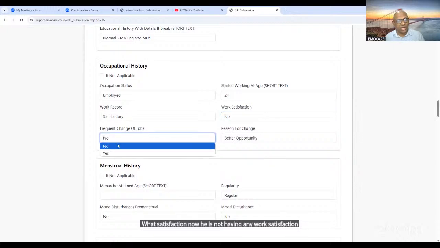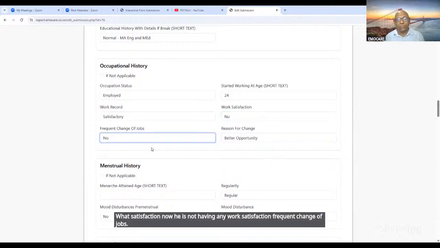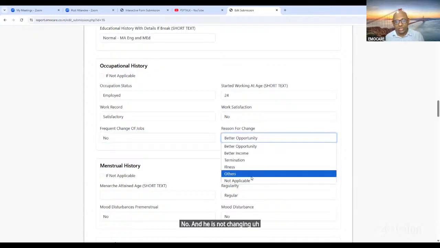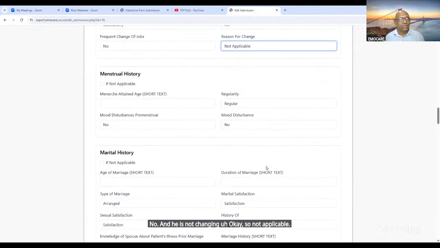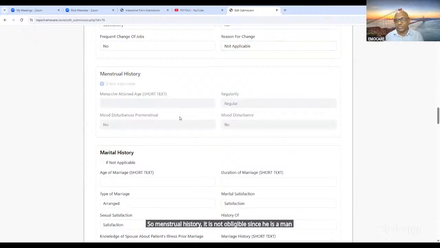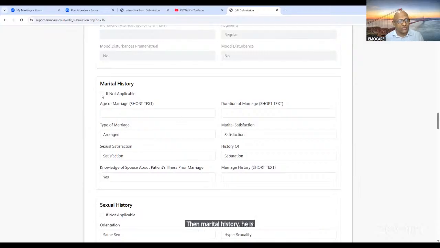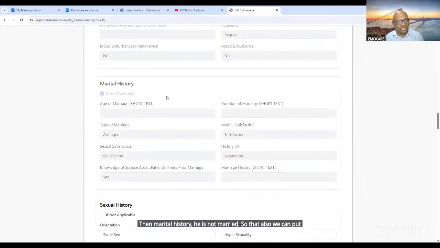Frequent change of jobs, no. And he is not changing anything. Okay, so menstrual history is not applicable since he is a man, so we can just put a tick mark. Then marital history, he is not married, so that also we can put a tick mark.